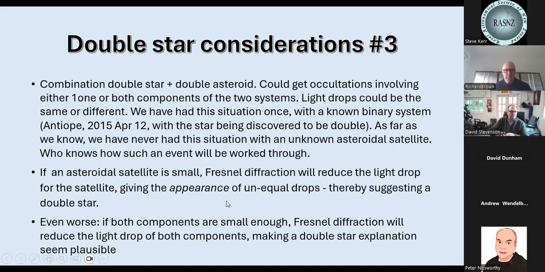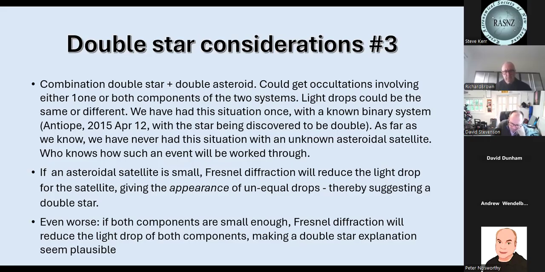Third, a few double star considerations. What happens when you've got a double asteroid occulting a double star? And we do have one instance of that. It's an occultation by Antiope, about 1910 or 1913, where the star was discovered to be double in the occultation.